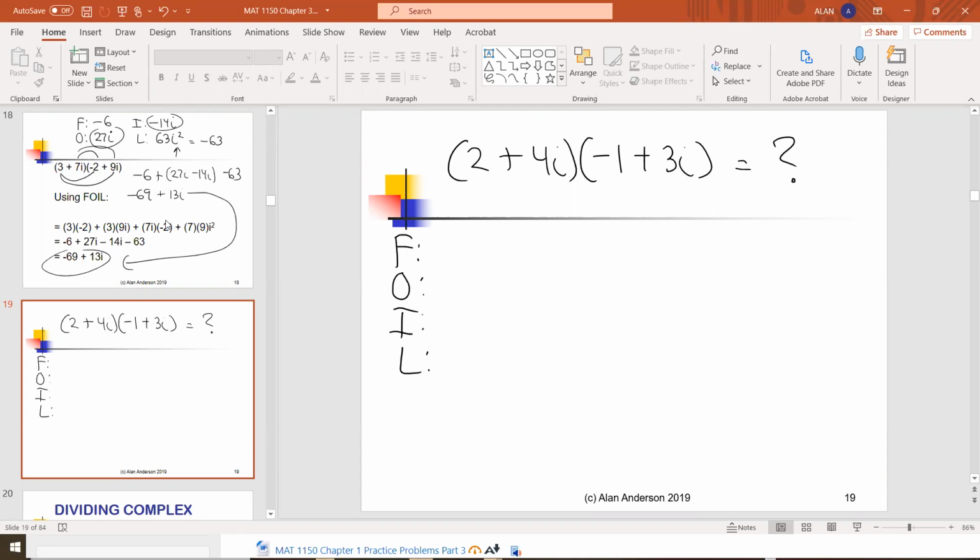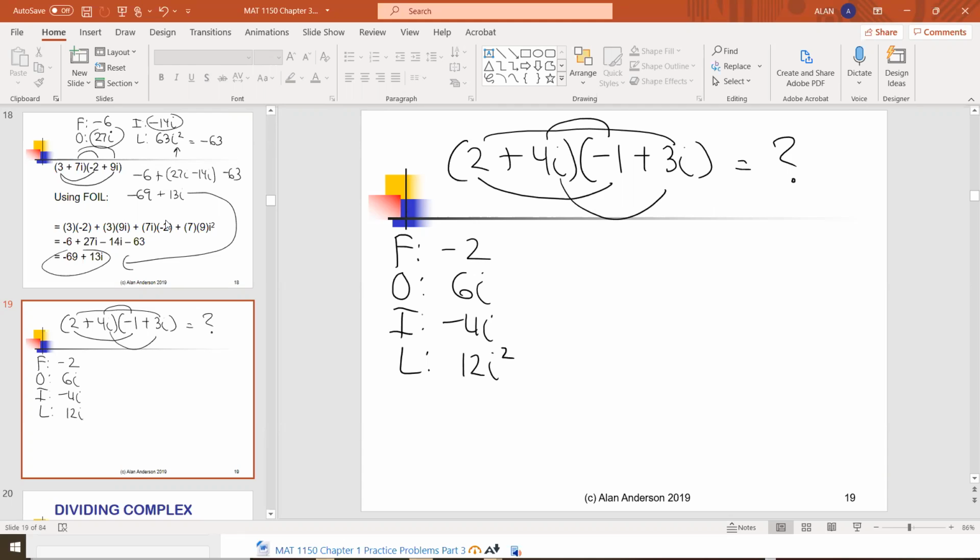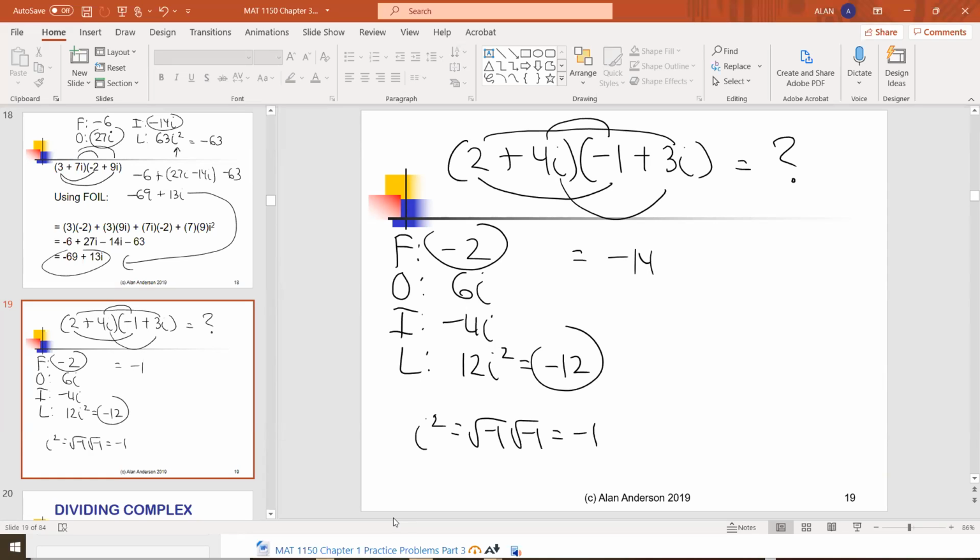All right, let's see how we did. So F would be -2, O is 6i, inner, or I, is -4i, and then last, the challenging one is 12i squared, which is -12, right? So if you forget, i squared would be this. So when you consolidate these, -2, -12, -14, and here we end up with 2i.